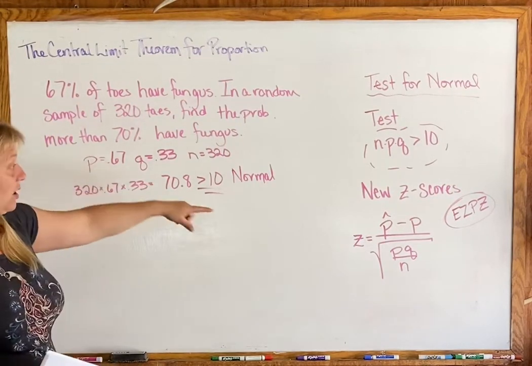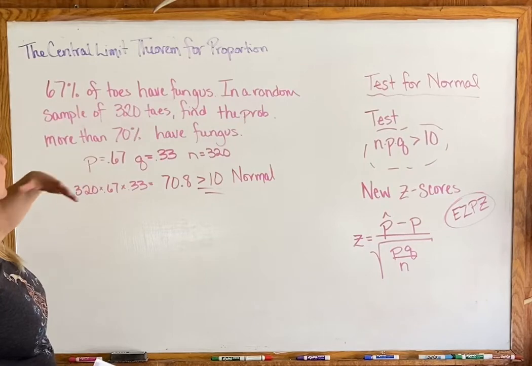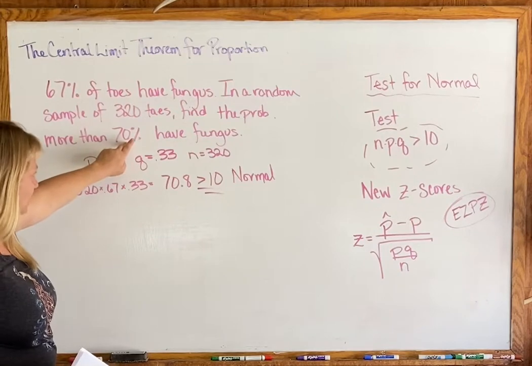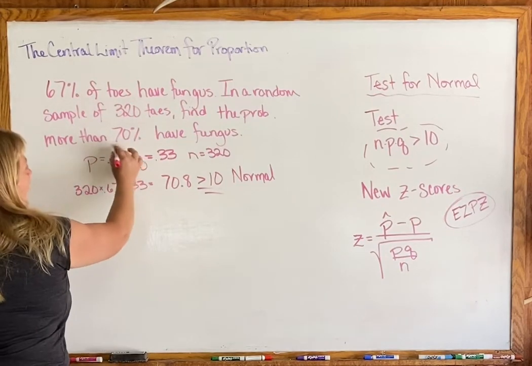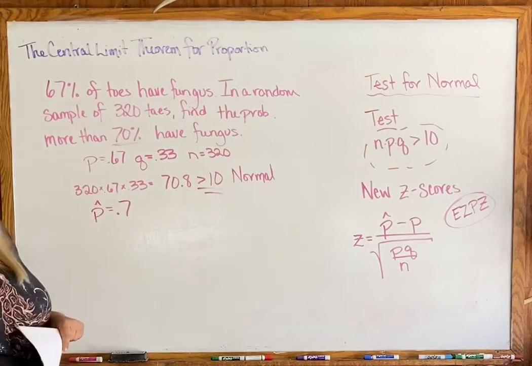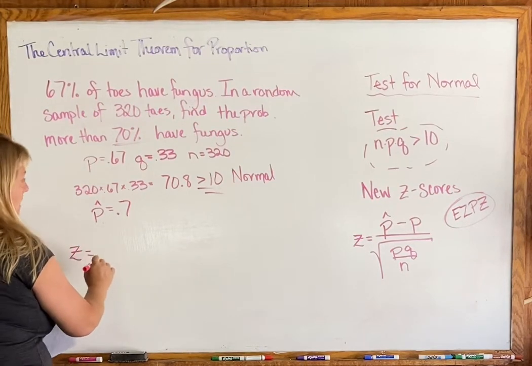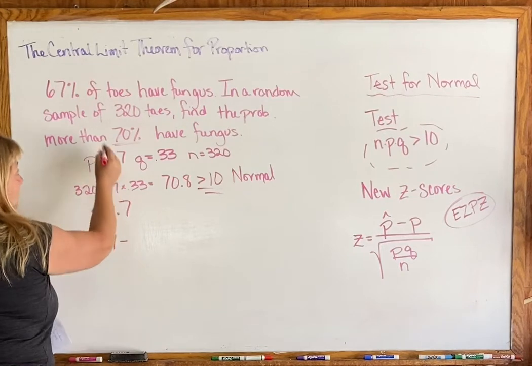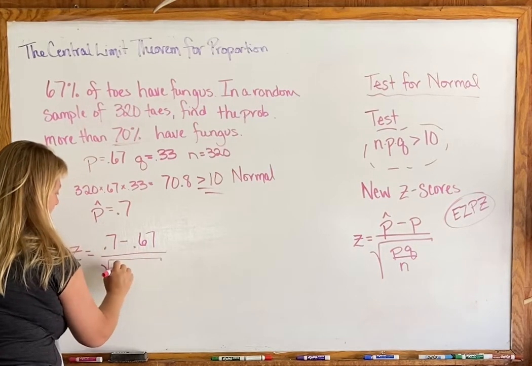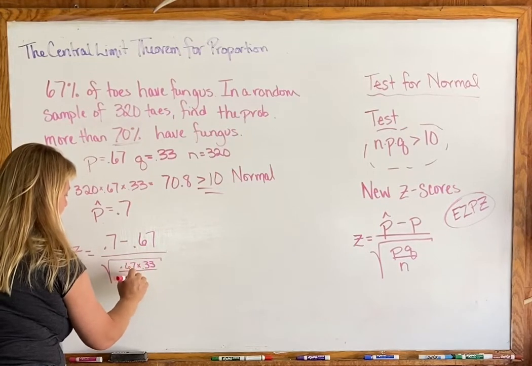Now, we already have our p and our q, so we've got that. The thing we need is the p hat. So we look up at the problem and we look at what it's asking us about. So it says find the probability more than 70% have fungus. So that is the one we're interested in, so that's going to be our p hat, 0.7 or 0.70, however you want to write it. Okay. So let's find our z-score. So we're going to go z equals 0.7 minus the original 0.67 all over the square root of 0.67 times 0.33 all divided by 320.